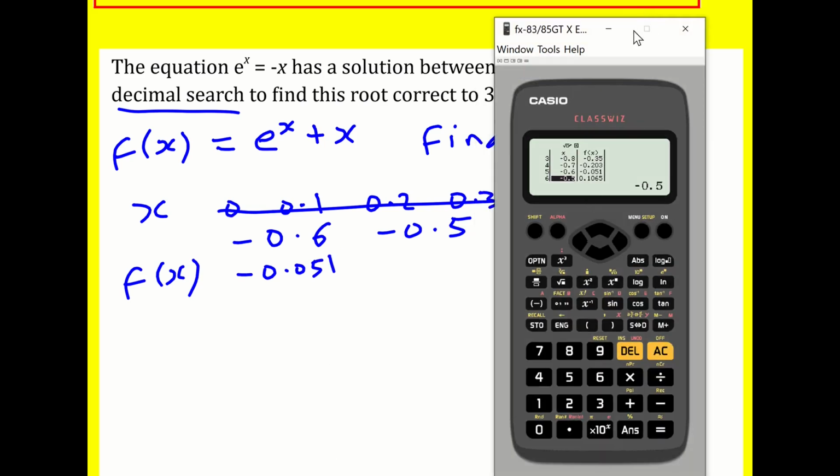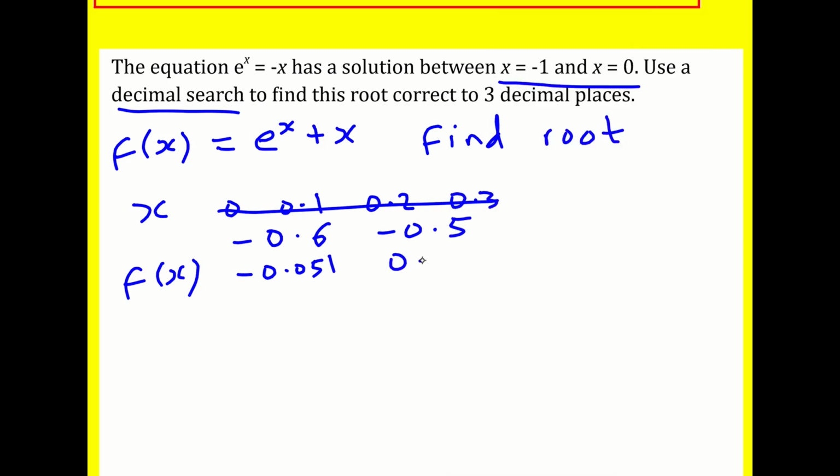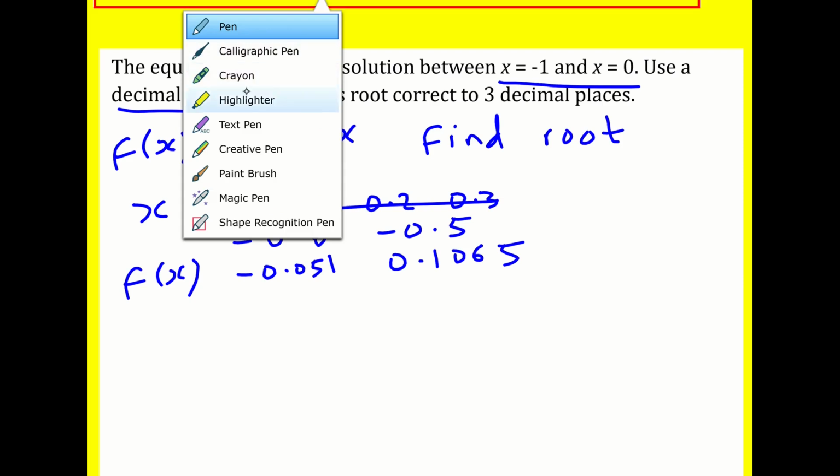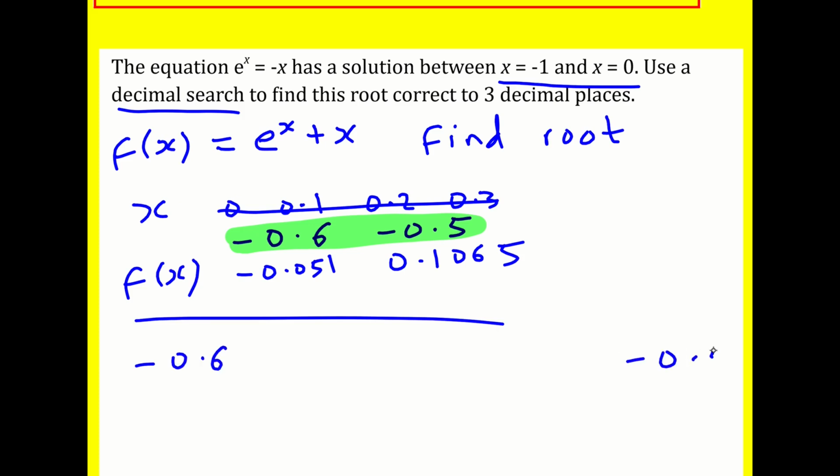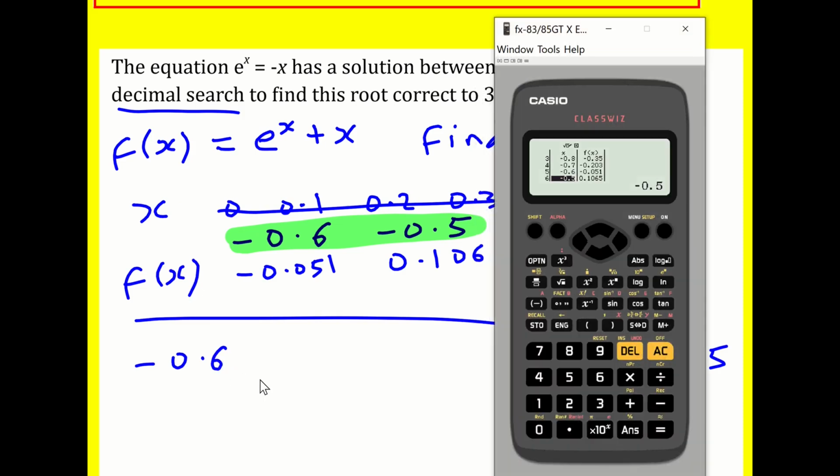and 0.1065. Okay, so I know that the solution is going to be between these two values. But I'm trying to find it to 3 decimal places. So what does the decimal search do? It now uses -0.6 as a starting point and -0.5 as the end point. And I'm going to split this into 10. So I'm going to get -0.59, -0.58, and so on.